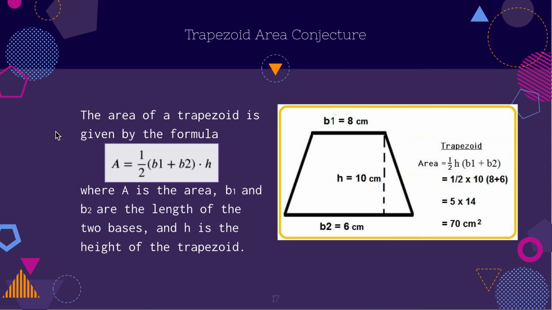So the area of a trapezoid is given by that formula where A is area, B1 and B2 are the length of the two bases, and H is the height of the trapezoid. Here our example, we have base 1 is 8 centimeters, base 2 is 6 centimeters, though not drawn to scale, that's okay. So we're going to plug those pieces into the puzzle. 1/2 times, in parentheses, base 1 plus base 2 times height, and when you do that you get 70 centimeters squared. So include this formula in for trapezoid, draw the picture, and we're going to move on to a practice problem or two.